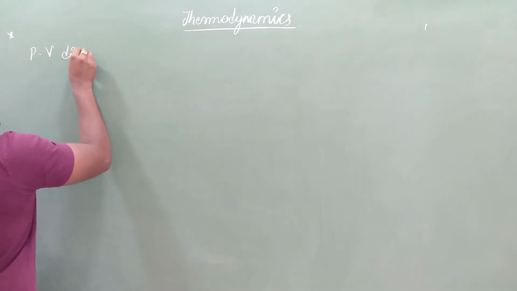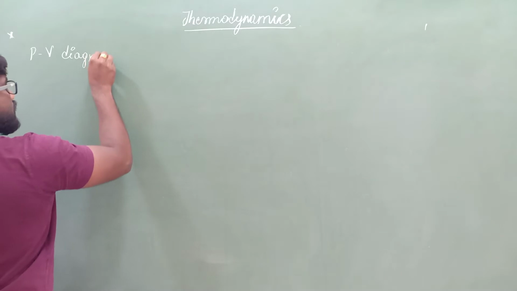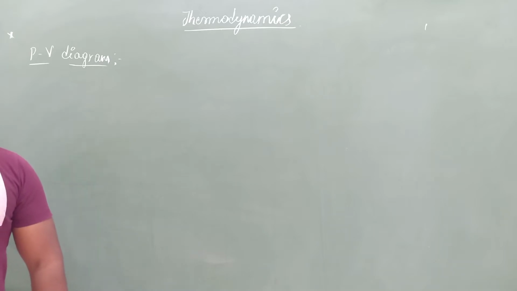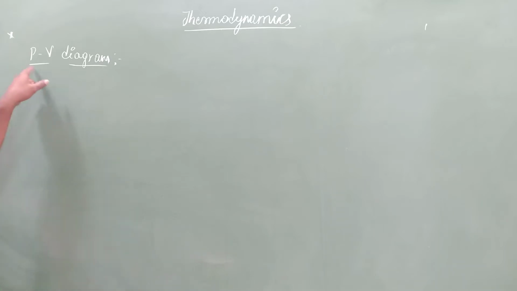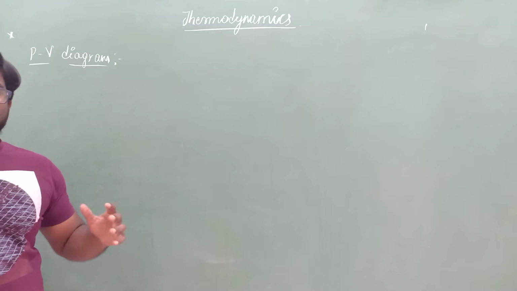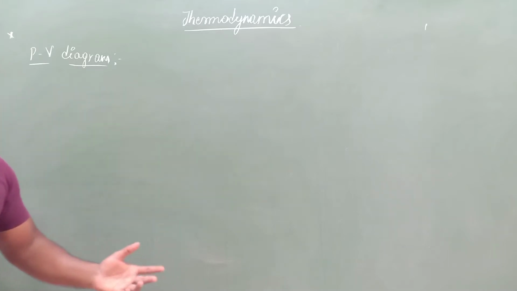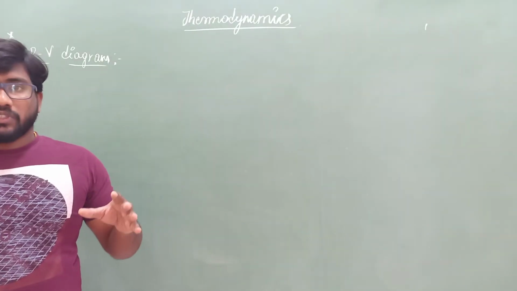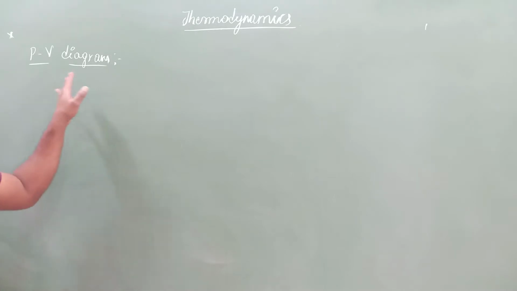So PV diagram. What do you mean by PV diagram? If you want to understand this, you must know what is P and what is V. P is nothing but pressure, and V is nothing but volume. By using these two, we are going to plot the graph for an object or a system if it is working under isothermal, adiabatic, isobaric, isochoric, so all four processes that we can express by using the PV diagram.